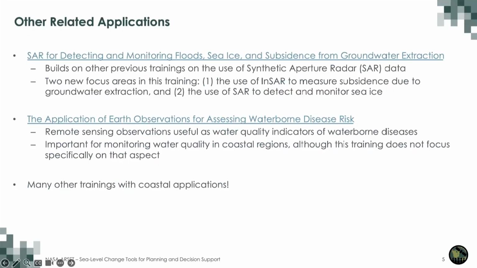The second training that we have here is the application of Earth observations for assessing waterborne disease risk. This training has a particular use case in coastal regions and talks about how to monitor water quality using satellite observations in coastal regions. Again, this is very related because sea level rise can exacerbate and make water quality poorer in coastal regions and exacerbate this impact.